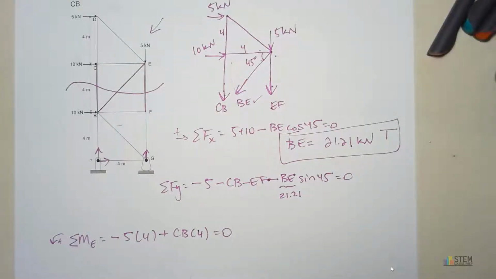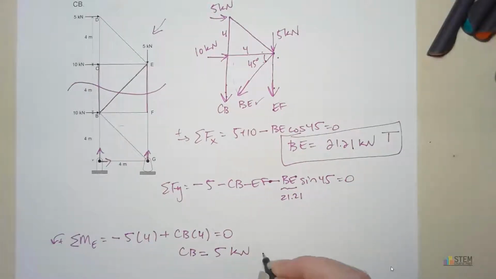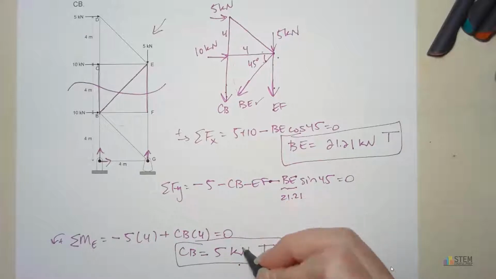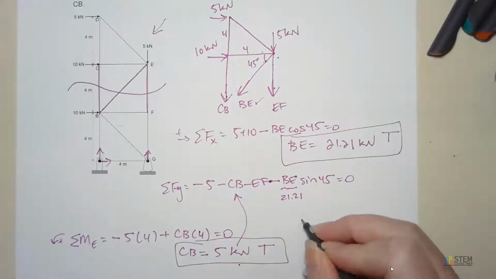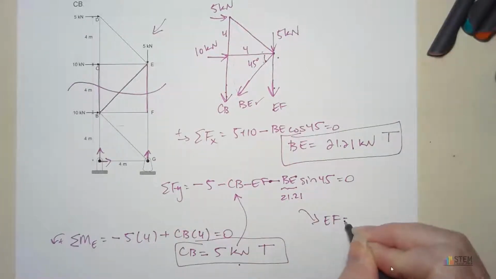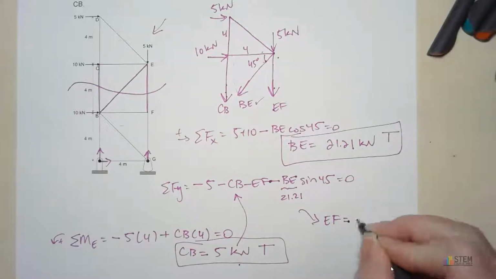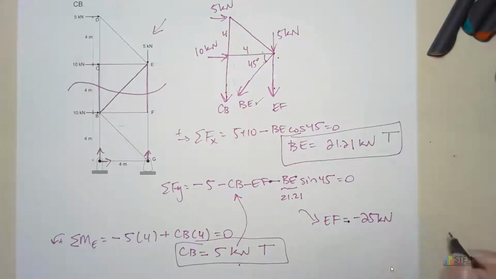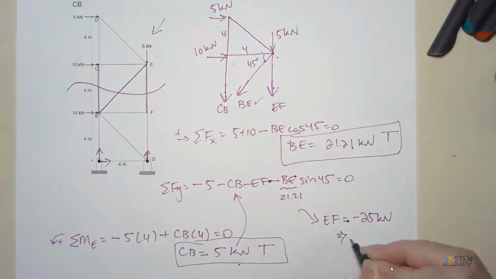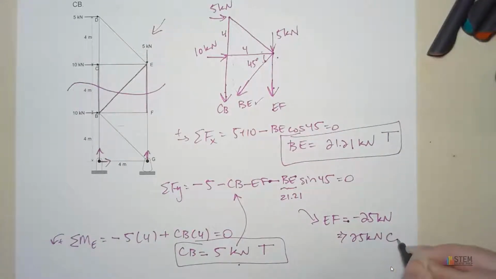Now this equation is really easy to solve, right? So the 4's here cancel out. So CB is going to equal 5 kilonewtons. It's positive. That's tension. So CB is a member in tension. Now that we have this, we can finish this one up. So now let's plug that into there, and then we can solve for EF. EF, you're going to get negative 25 kilonewtons. So that's 25 kilonewtons in compression.